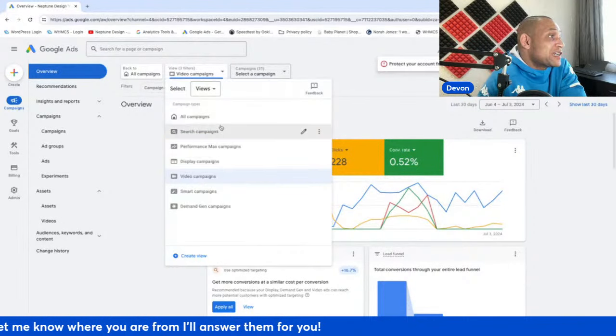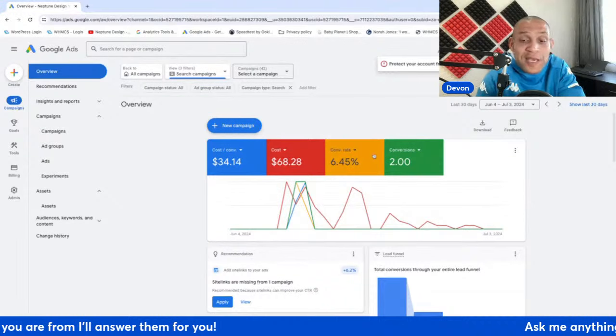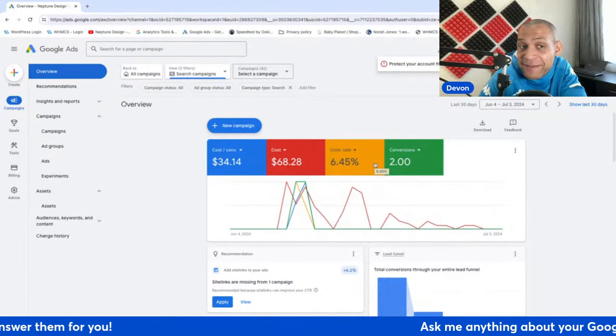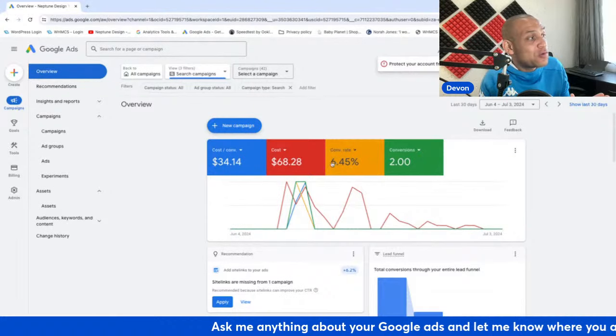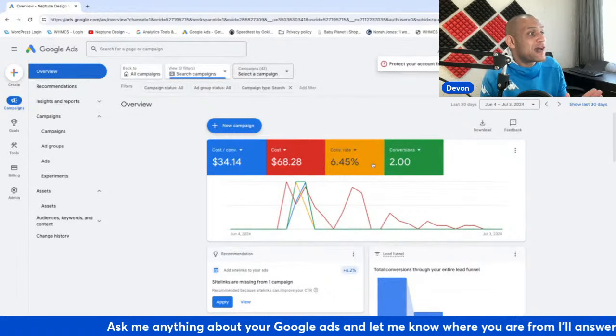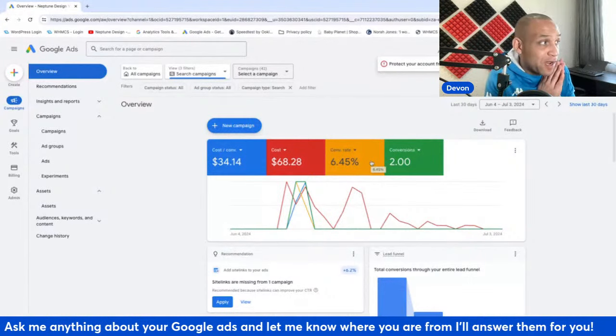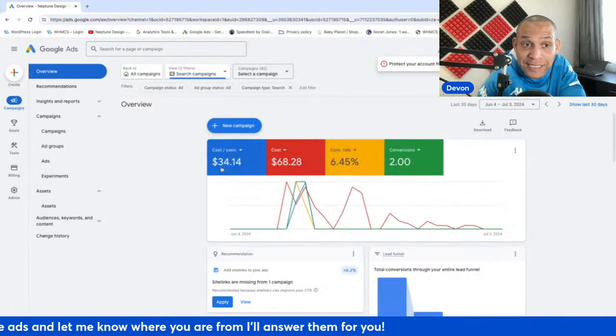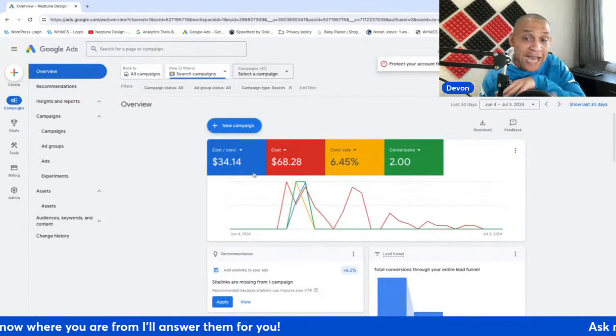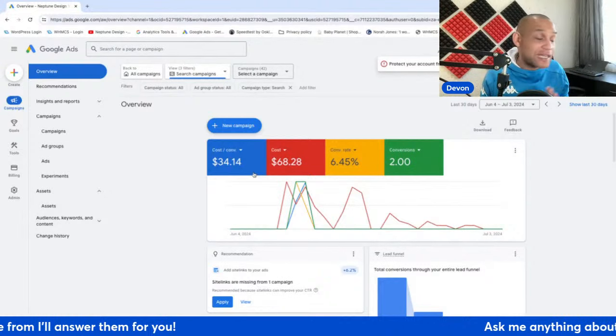If we go to my search ads, because I have to pay so much for the clicks and I have to hope that the clicks are good, you'll notice that here I'm only getting a 6.45% conversion rate. And not only that, but my cost per click is really expensive. Now, if you really dial in your search ads, this is what the campaign could look like.